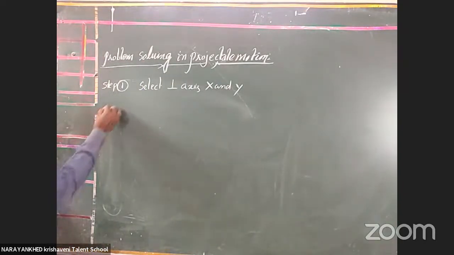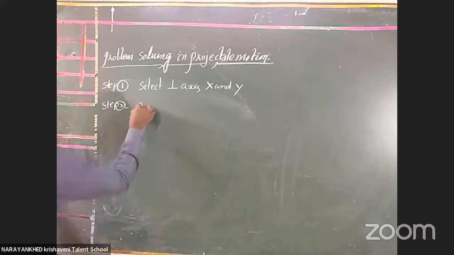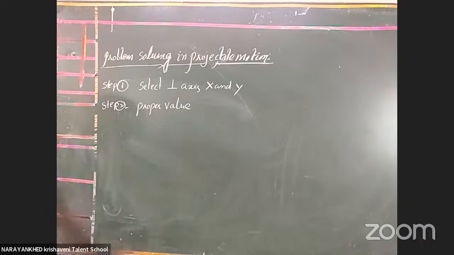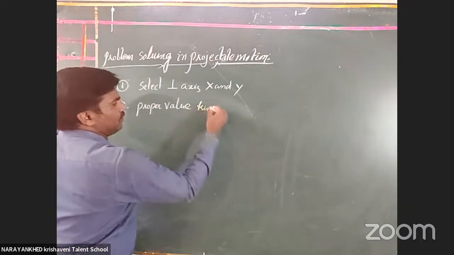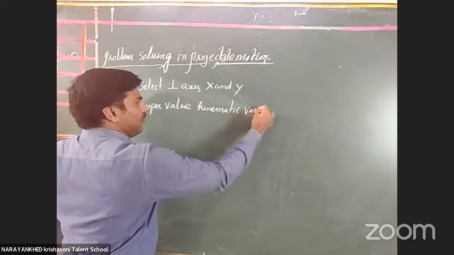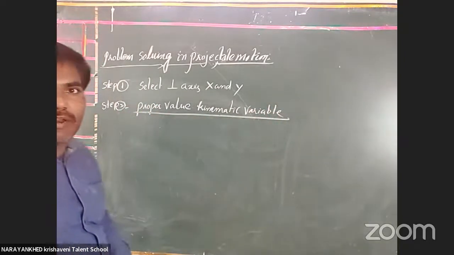Next, in step 2, what do we have to take? Proper values of kinematic variables. Okay, clear or not? What are the kinematic variables?